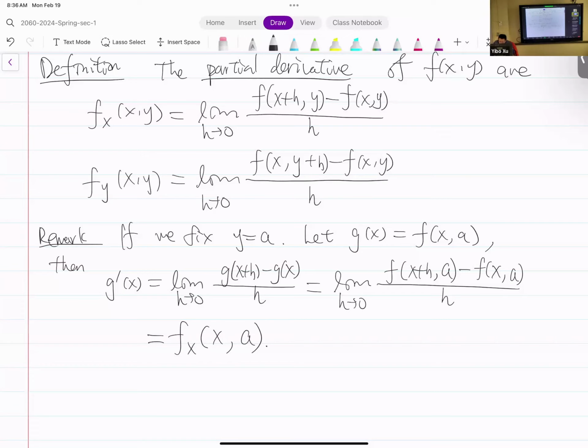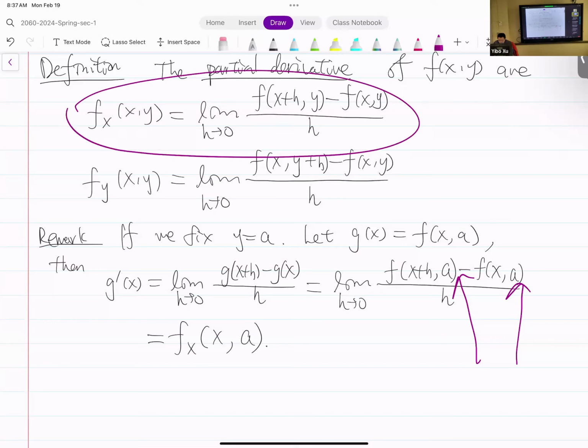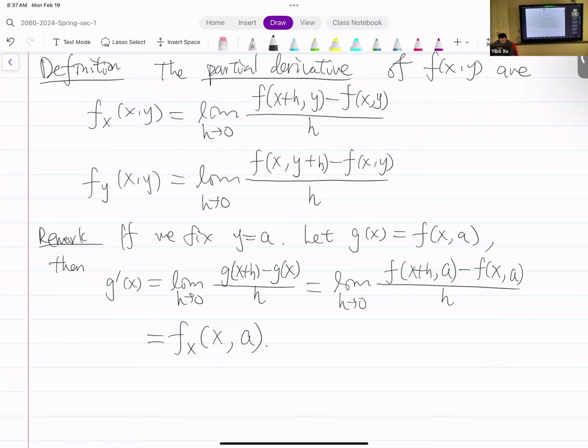So you can see when we do the partial derivative with respect to x, then the y value doesn't really matter. Okay? So you can plug in the value of a first, and then do the limits when you take the derivative, or you can just do the partial right here, and then plug in y equal to it. Okay? So the order doesn't matter at all. That's the point.